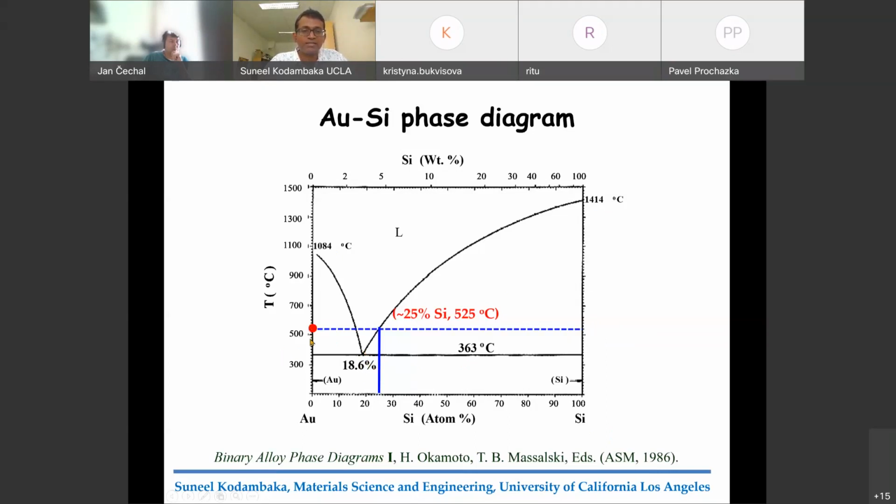Hypothetically, let's say that we chose a deposition temperature of around 500 or 525. If you continue adding silicon, you're basically walking along this line. Initially you form a gold silicon alloy, and you will have a mixture of solid and liquid. Once it crosses this eutectic composition, you will have a completely single phase liquid gold silicon alloy. And as you continue to add more silicon, the excess silicon precipitates out, and under the right conditions, you get the nanowire.